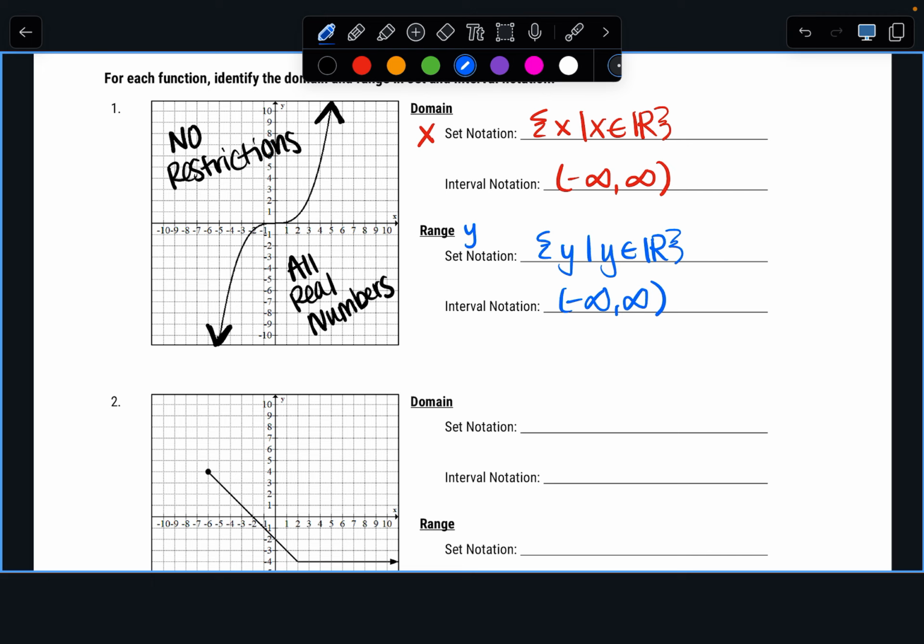So look back at your notes at this question and see, oh yeah, we did a problem where there were no restrictions. How did I write the domain in that problem? You can copy it directly from what we have here because these two answers will be right every single time as long as it has no restrictions.